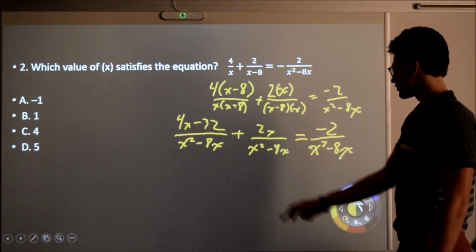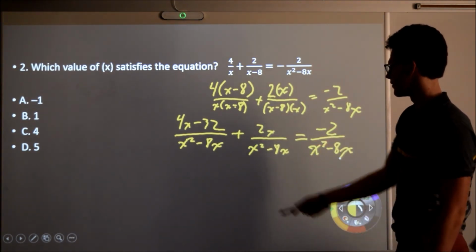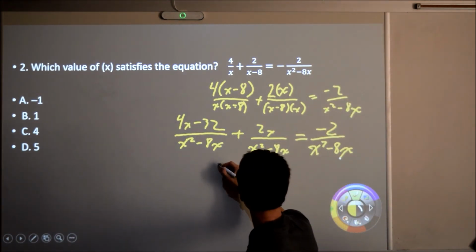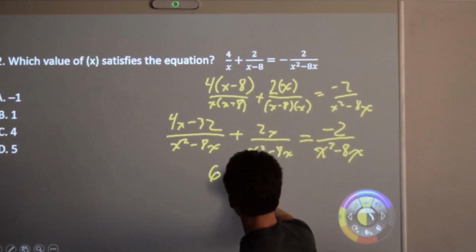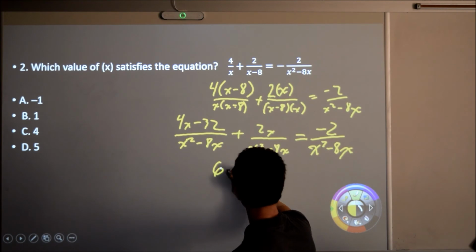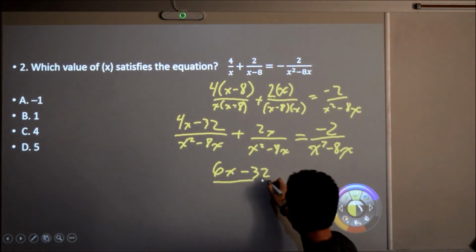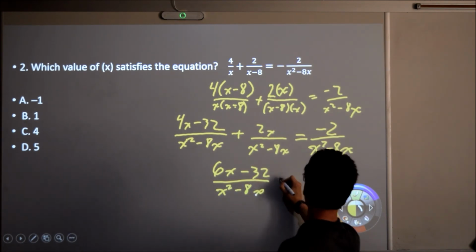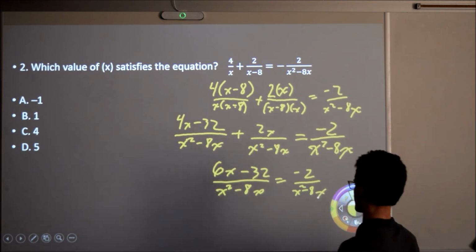Now since those two have common denominators, we're going to add them, and I'm just going to skip the step of bringing those together and just having the 2x. So now that's a 6. 6x minus 32 all over x squared minus 8x. That'll equal negative 2 all over x squared minus 8x.